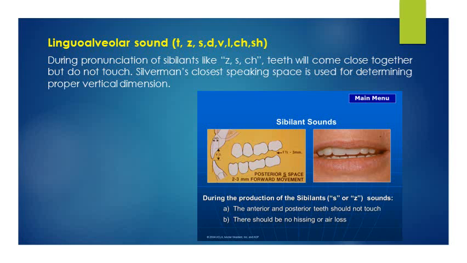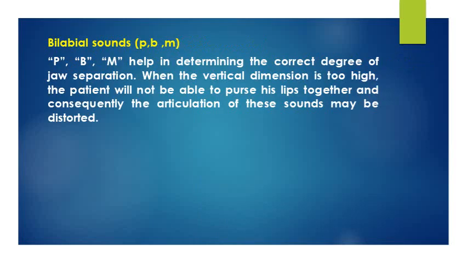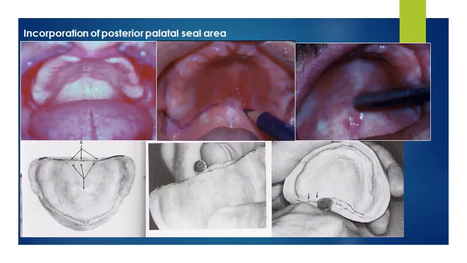Also, the s and ch sounds, as we note, are called sibilant sounds. During pronunciation of these sounds, there is no touch between upper and lower teeth, anterior and posterior. Also, the bilabial sounds, p, b and m, there is no touch between the teeth. So you need a good alignment and good vertical dimension to achieve a good pronunciation of such sounds.